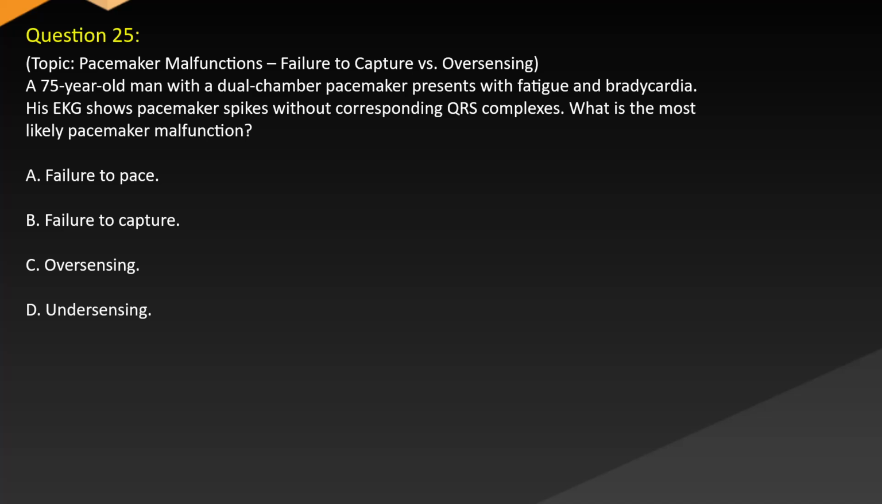Question 25. Topic: pacemaker malfunctions. Failure to capture versus oversensing. A 75-year-old man with a dual chamber pacemaker presents with fatigue and bradycardia. His EKG shows pacemaker spikes without corresponding QRS complexes. What is the most likely pacemaker malfunction? A. Failure to pace. B. Failure to capture. C. Oversensing. D. Undersensing.